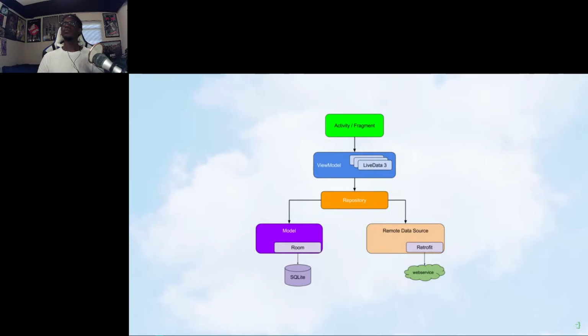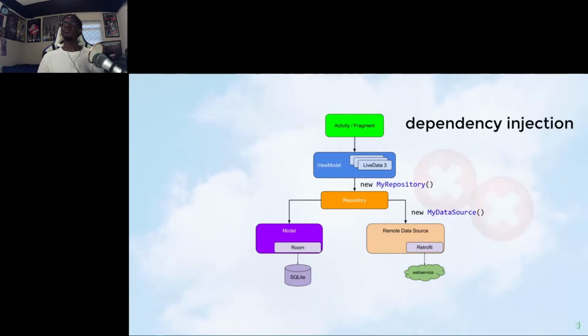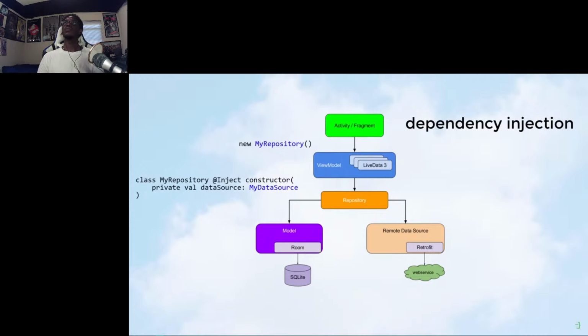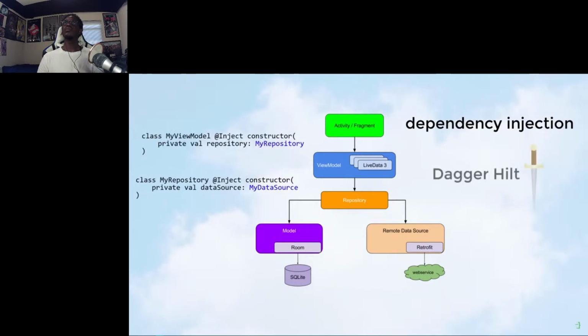To keep the different layers of the app decoupled, we use the technique of dependency injection, which means that no class instantiates the classes it depends on. The view model does not instantiate the repository, and the repository does not instantiate the database or the network client it needs. Instead, these dependencies are passed to these classes through their constructors. A library like Dagger-Hilt makes this process easier by managing the dependencies for us.